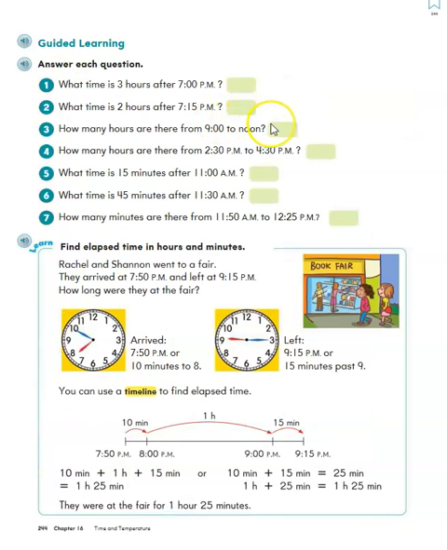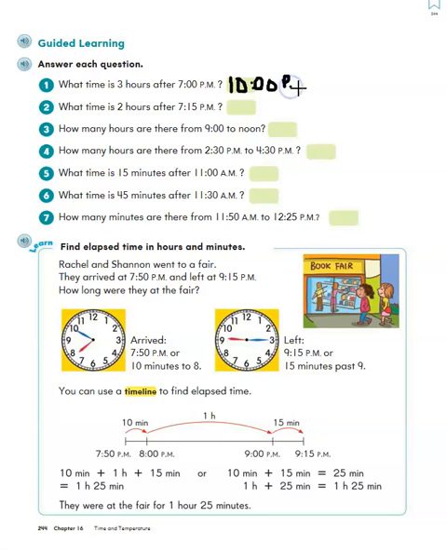Okay, so let's look at a few of these questions on the next page. Let me turn on my little tool. Okay, the first one says, what time is 3 hours after 7 p.m.? So all we have to do, guys, is we start at 7, right? So we don't count our 7. We're going to count 3 hours after that. So we're going to go 8 p.m., 9 p.m., 10 p.m. So 3 hours after 7 p.m. would be 10 p.m.